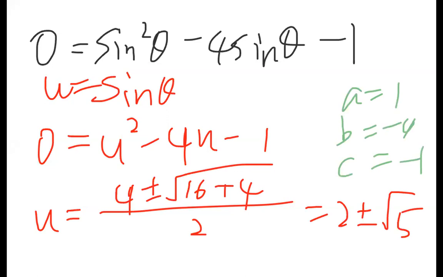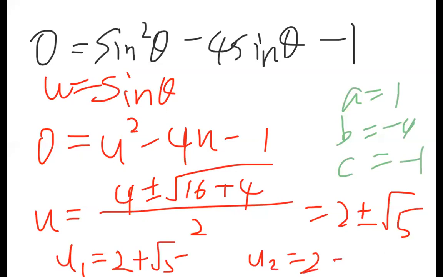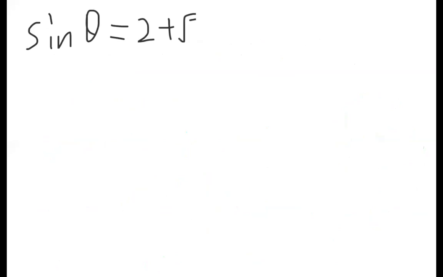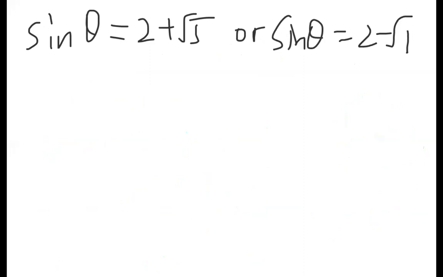All right. Therefore, you have one of the u values be 2 plus radical 5, and the other one is 2 minus radical 5. So that means sine theta would be 2 plus radical 5, or sine theta is 2 minus radical 5.